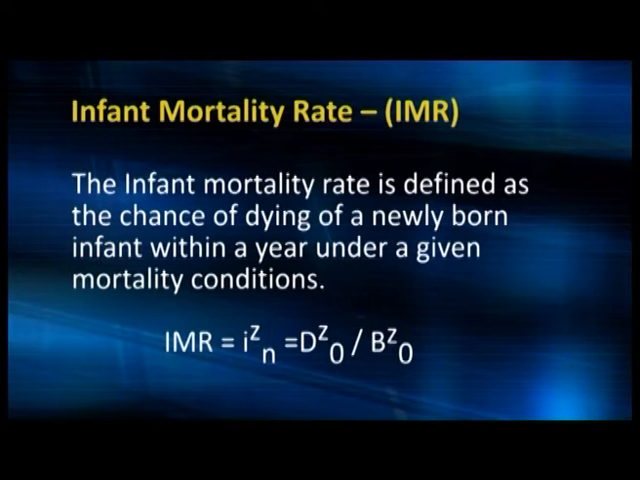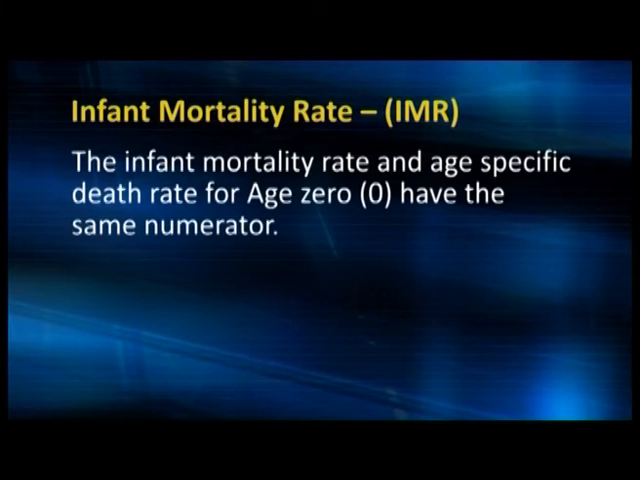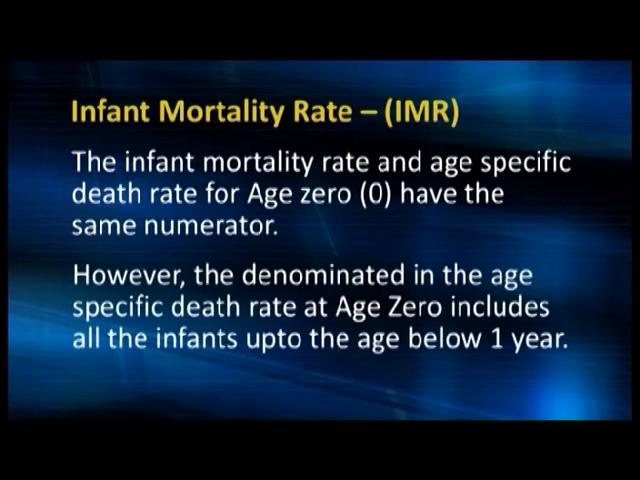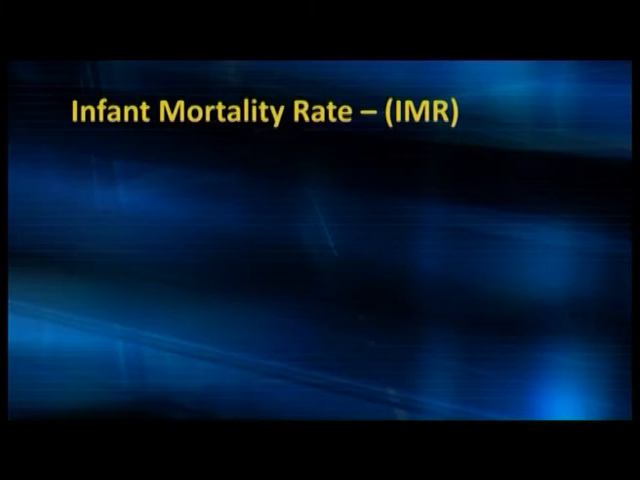D of Z of n equals the number of deaths amongst the children between age group 0 to 1. B of Z of 0 equals the total number of live births within the same calendar year Z. Points to be noted: the infant mortality rate and the age-specific death rate for age 0 have the same numerator. However, the denominator in the age-specific death rate at age 0 includes all the infants up to the age below 1 year.